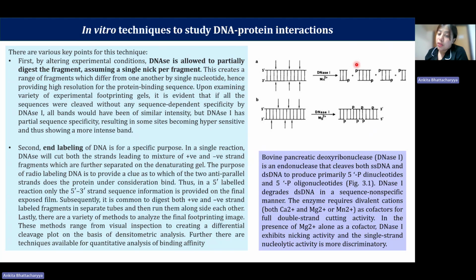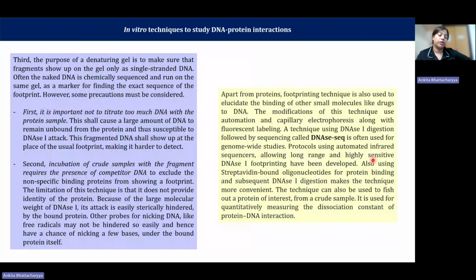Now, the way in which DNase 1 works can also vary in a sequence non-specific manner. The enzyme requires divalent cations, which are calcium, magnesium, or manganese, as cofactors for its full double-strand cutting activity. In the presence of Mg2+ alone, when only magnesium is present, DNase 1 is going to exhibit a nicking activity, and single-stranded nucleolytic activity would be more discriminatory. So you want to limit the same when you are carrying out your digestion for your footprinting assay.